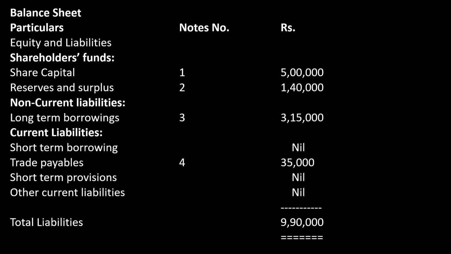Trade payable, 35,000. The short-term provisions and other current liabilities, even though you don't have any values or any amount to be written in them, still you have to write the format. Is that clear? We can't ignore that. The format is fixed. You have to write it whether you have values in that or not. Is that clear? So this is your liability side. The total liability side comes to 9,90,000. The next side we'll see is the asset side.